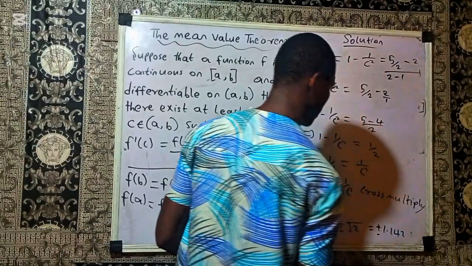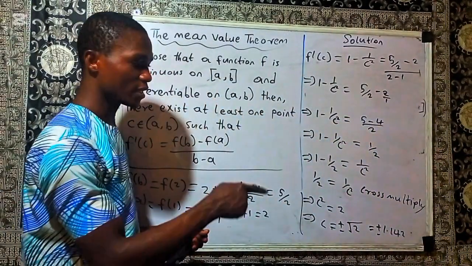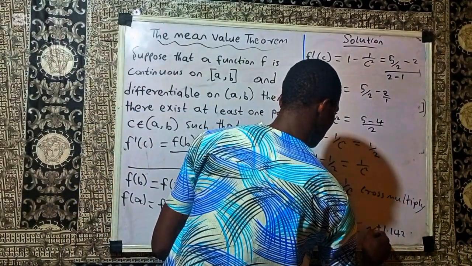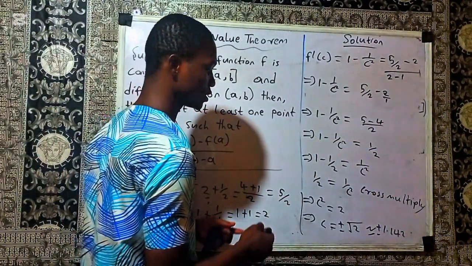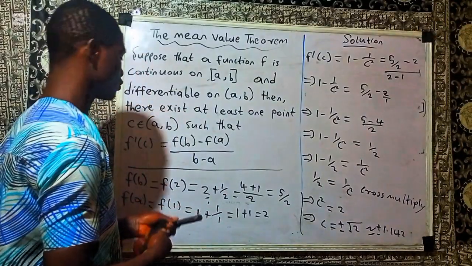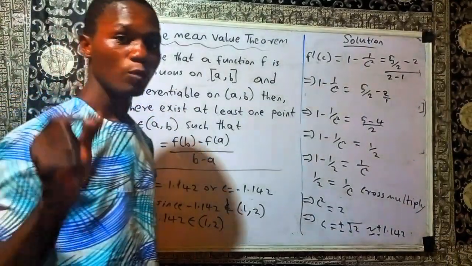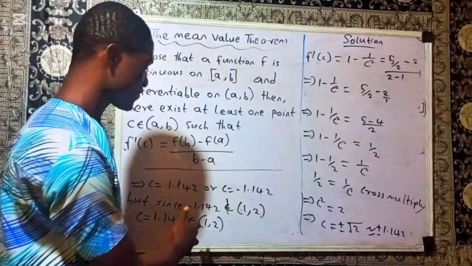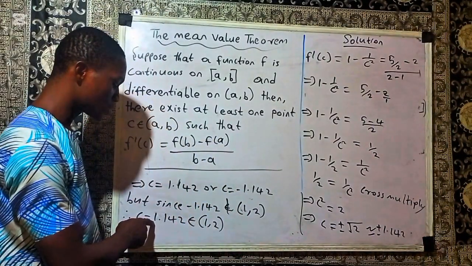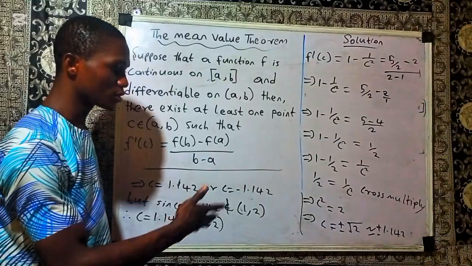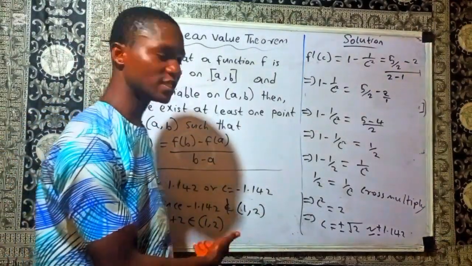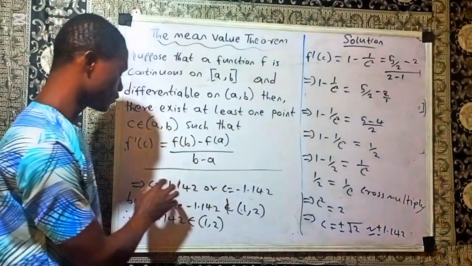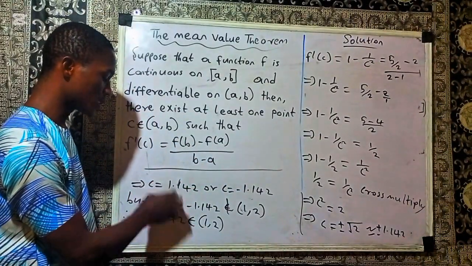1.142 something, right? So let's take the approximation. This is approximately equal to 1.142. So of the two values of c we got, the one that is inside the open interval 1, 2 is this positive 1.142, because our interval does not have negative numbers. So negative 1.142 will not be there. So the c we are going to take is this one.